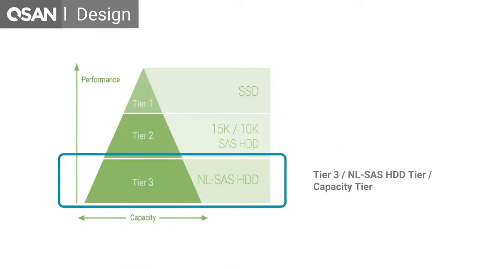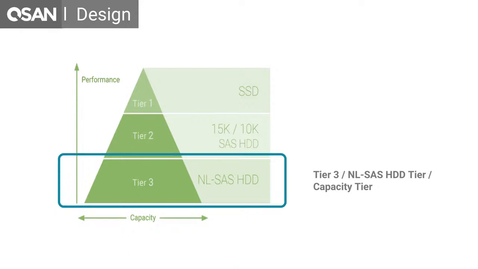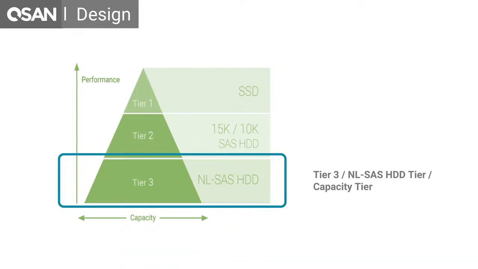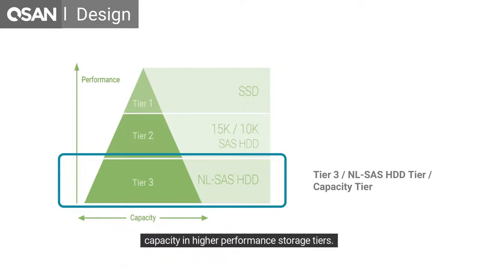Tier 3. Choose NL SUS HDD tier to lower the cost per GB of data. This tier consists of 7.2K or lower RPM SUS HDD that prioritize maximum capacity at an appropriate performance level. While NL SUS HDD have slower speeds than SUS HDD, they significantly reduce power consumption and increase capacity in higher performance storage tiers.